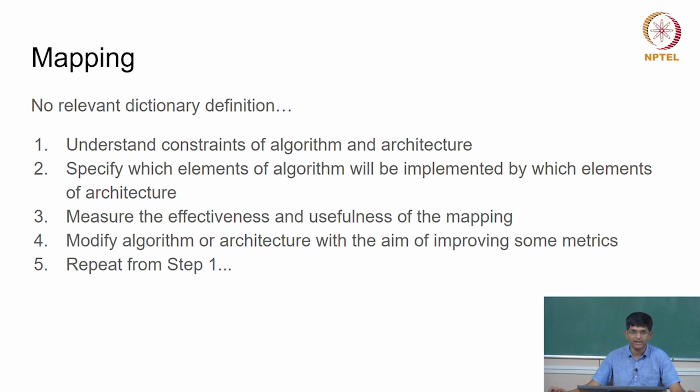Now you have got a modified algorithm and a modified architecture. Once again, understand them. What are the constraints? How do you map the elements of the algorithm onto the architecture? Can you measure its effectiveness and can you improve it further?